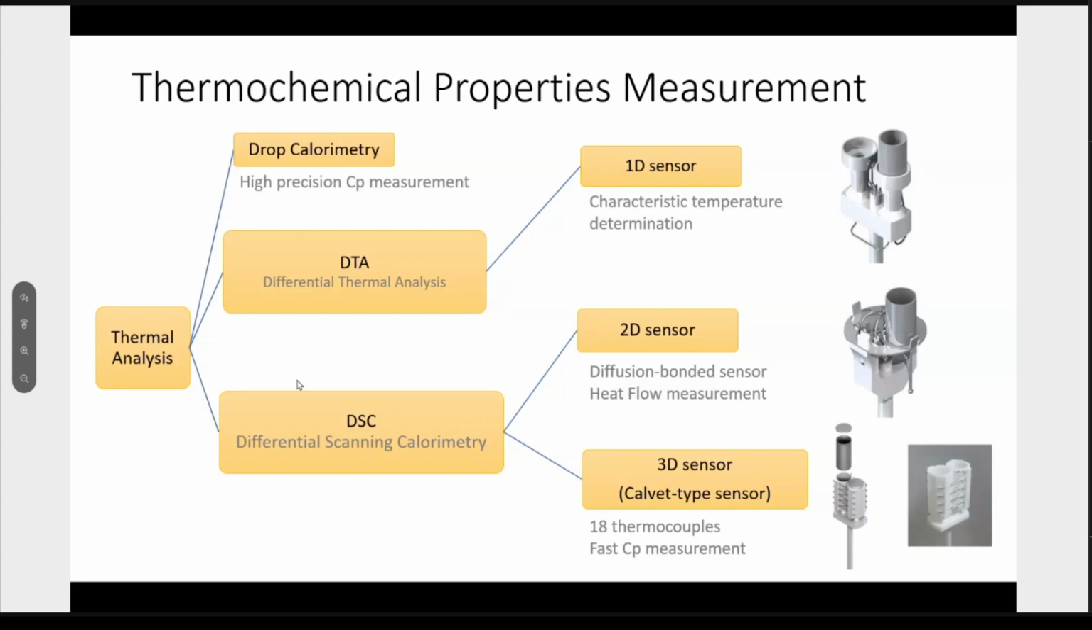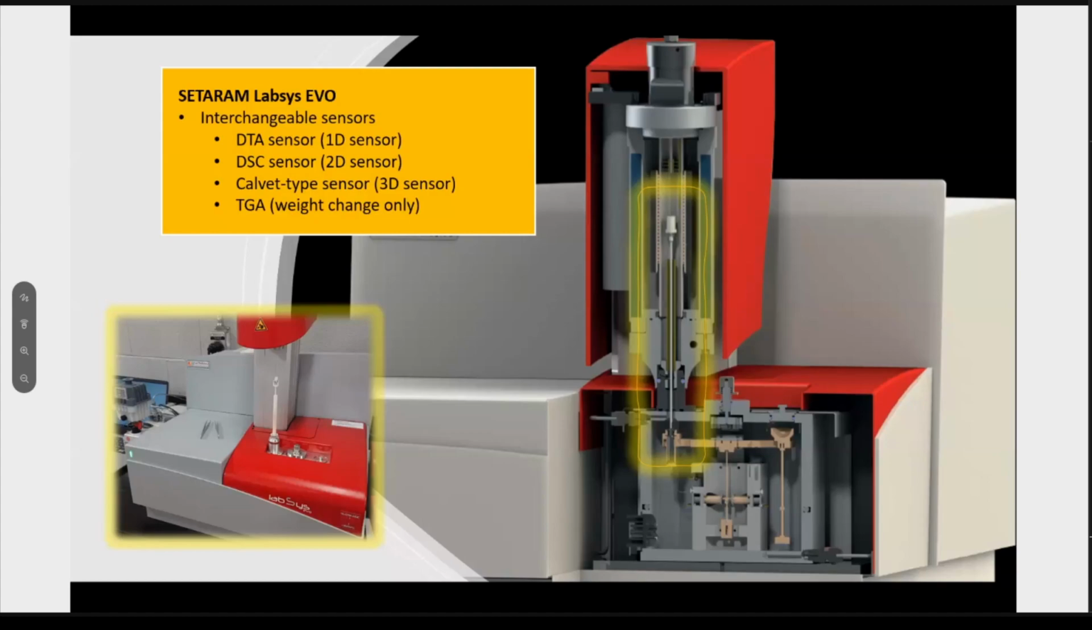So I will explain this one more later. And this is just one schematic of the Labsys Evo system that we are currently working with. The very unique feature of this Setaram Labsys Evo is the interchangeable sensors. By changing the sensors, we can analyze DTA, DSC, and calorimetric type sensors for Cp measurement.